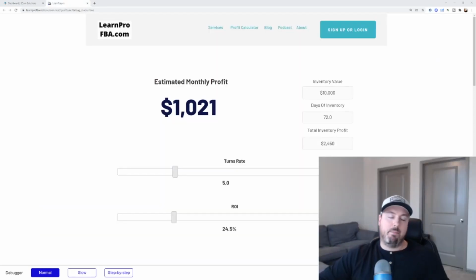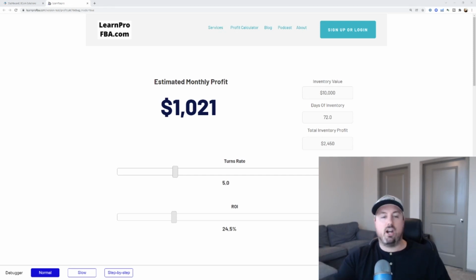So, to give you a better understanding of how these interact with each other, the turns rate, the ROI, and your inventory value, I put together this calculator on this little web page just for this video so that I could visualize it for you and show you a very simple way to figure out how much inventory you need to get to a goal that you set for yourself.